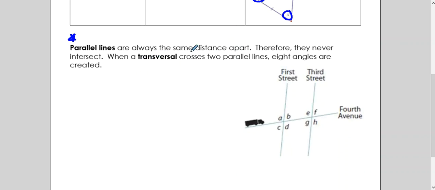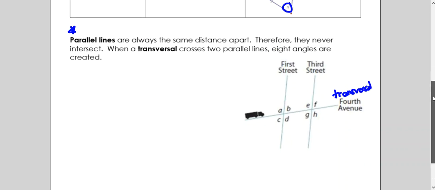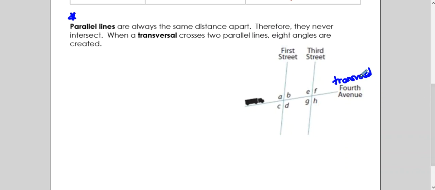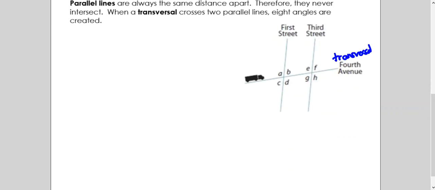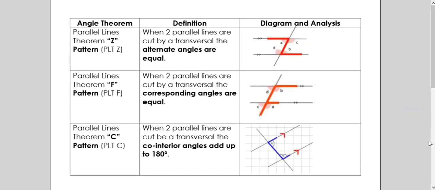When a transversal crosses two lines, so this would be my transversal, eight angles are created. Okay, not too bad. Well, let's see what we're asked to find here. We have three letters that we can create: the Z, the F, and the C. And these properties allow us to solve problems.